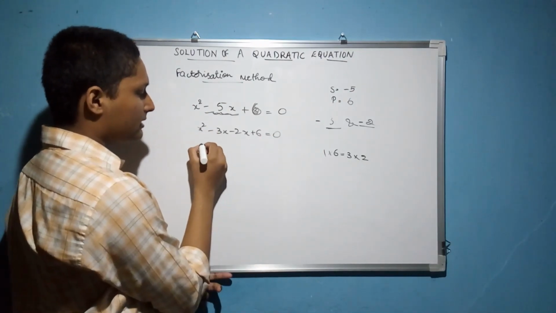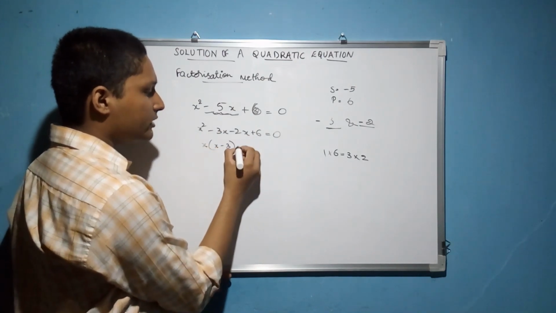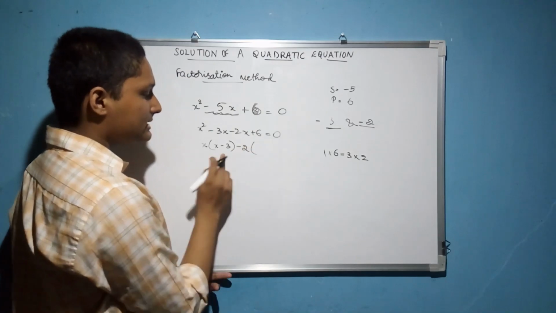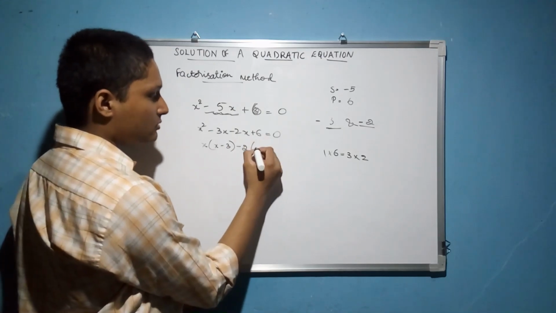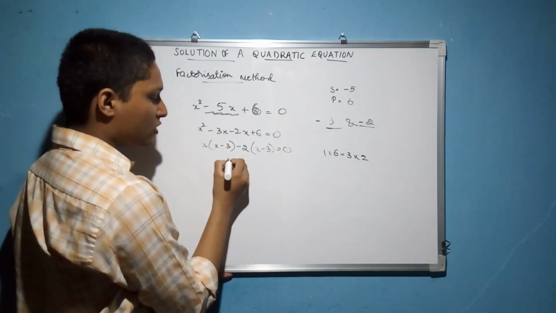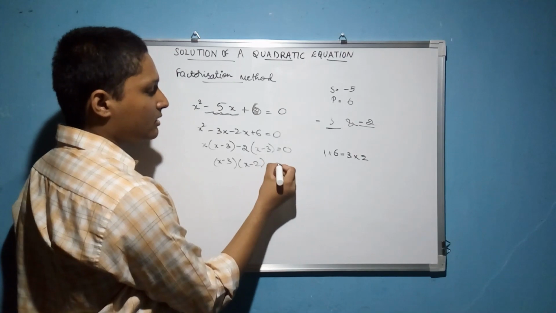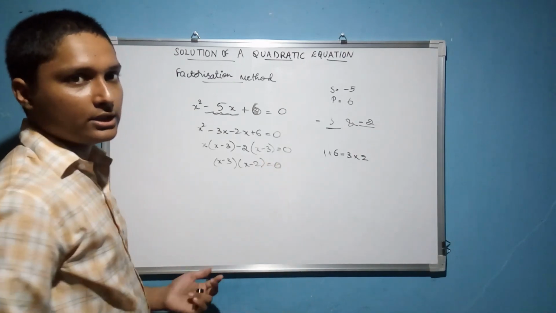So first of all I take x outside. It comes to be x minus 3. Then you take minus 2 outside, such that you get x minus 3 again. So I'll write x minus 3 here, equal to 0. Now x minus 3 is common in both the terms. It is going to form x minus 3 times x minus 2 is equal to 0. This much is what you're going to get here.